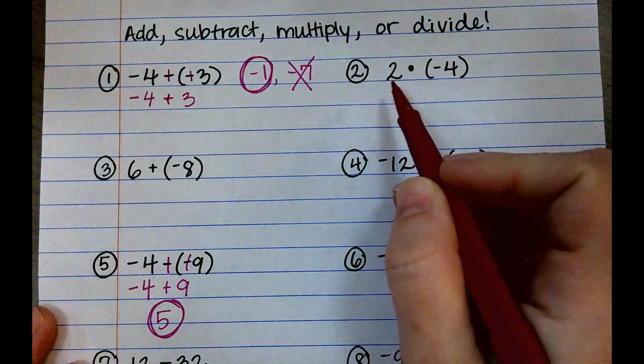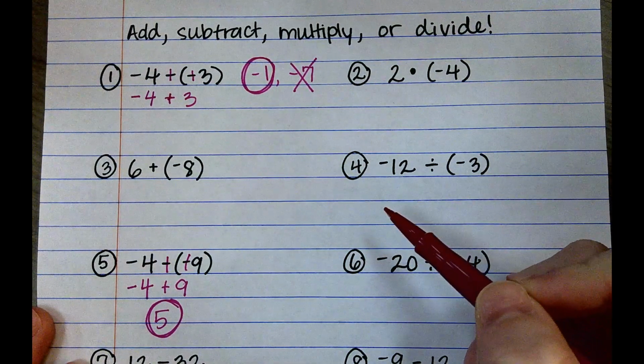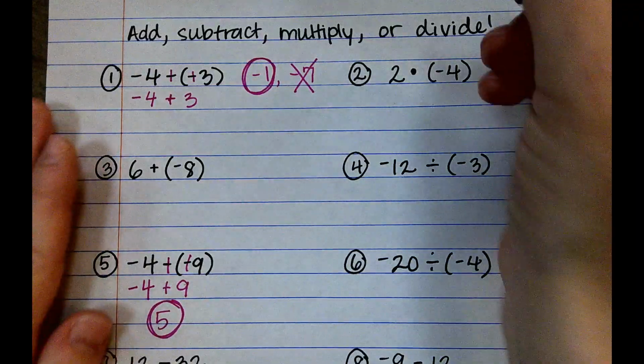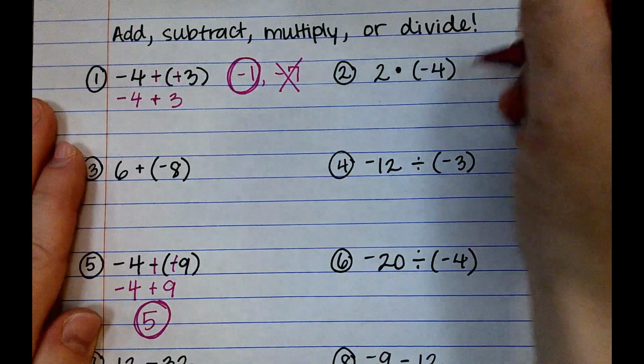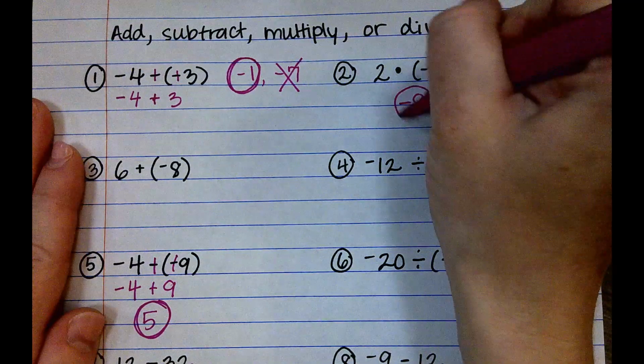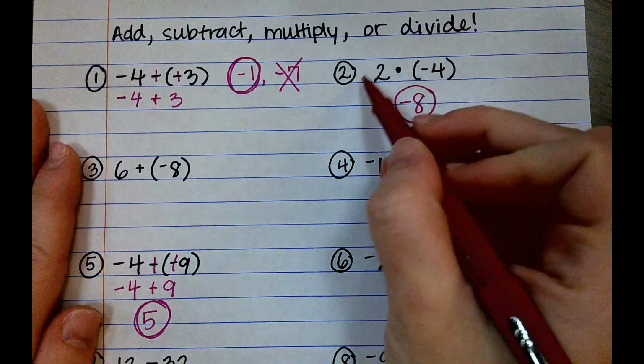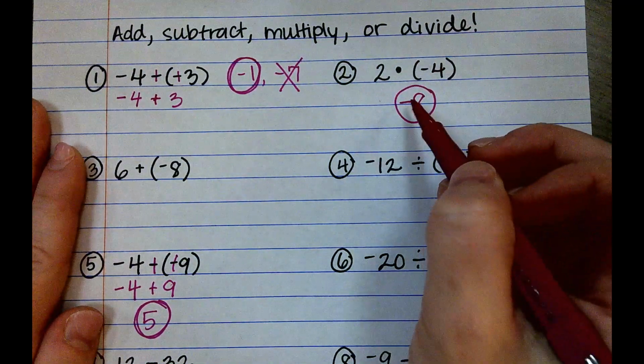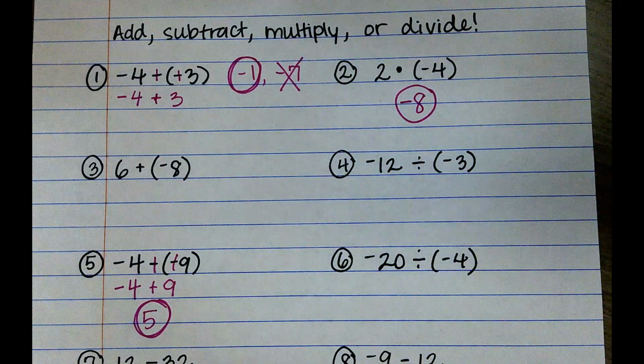Number 2, I have positive 2 times negative 4. Negative 8. That's -8 because when you multiply and the signs are different, our answer is negative. I feel like I should have gotten the addition and subtraction, but where did I get the division and the multiplication? It's hard to learn both at once.